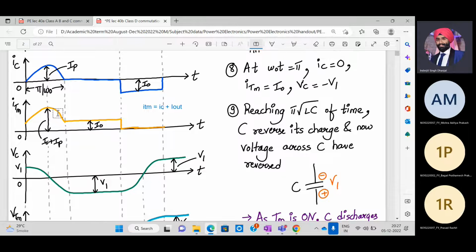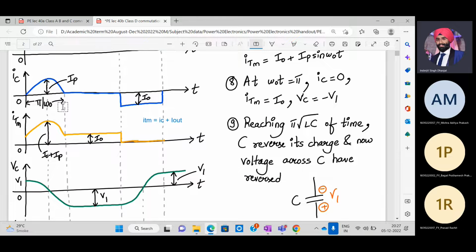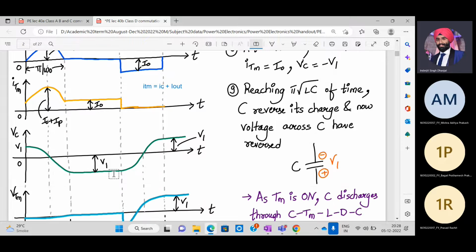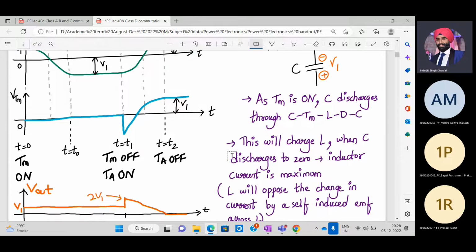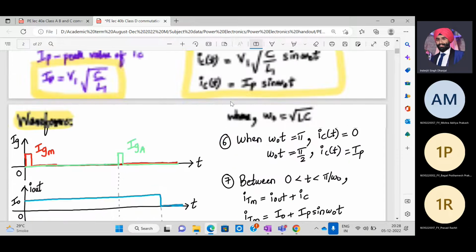Okay. On reaching pi times square root of LC of time, C will reverse its charge. And now the voltage across the capacitor will be this, because now C is holding the negative voltage. It's charging in the reverse direction. So the voltage across the capacitor will be like this, minus V1. So now as TM is on, C will discharge through C, TM, L, D and the capacitor. So let me show it to you.